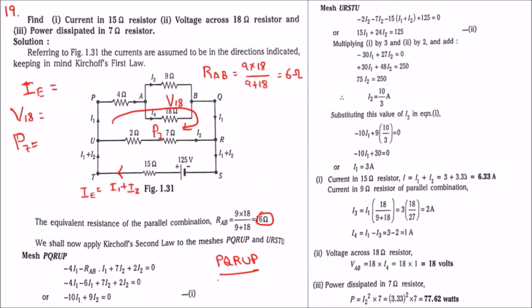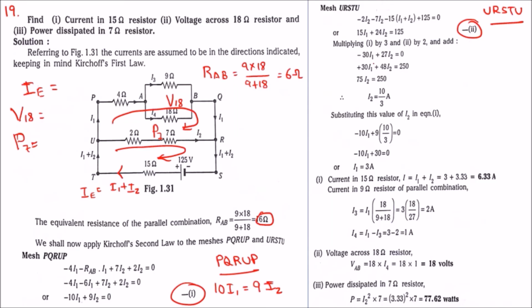When we write the mesh equation, we will get 10 I1 is equal to 9 I2. So this is the first equation. Next the mesh is U, R, S, T, U. So this mesh goes like this. When we simplify, we'll get the second equation as shown here.